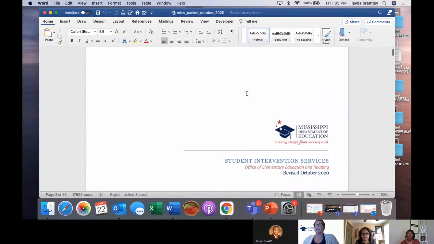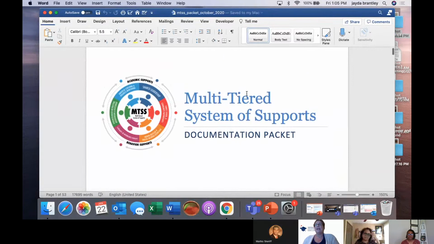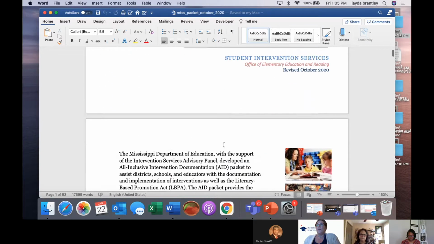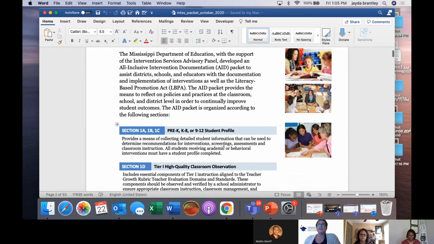Great. Wonderful. Okay, so since we are recording, this is the multi-tiered system of supports documentation packet. We are going to go over the components of the packet and have some Q&A as we go through to help answer any questions you might have. This first page is basically just to aid you in understanding which pieces of the packet have to be completed for certain students.